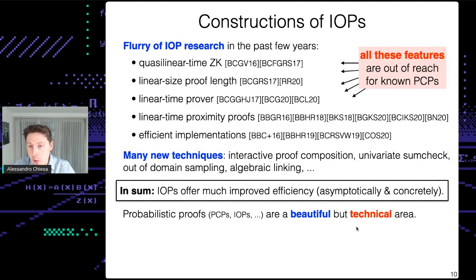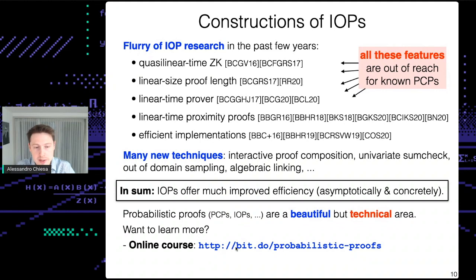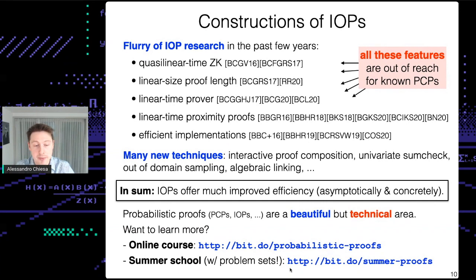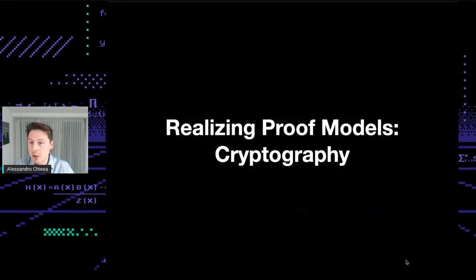I won't say more about IOPs. I'll just say that probabilistic proofs is a really beautiful but also technical area. It requires understanding coding theory, algebra, and computational complexity. But fortunately, there are good resources out there. There's an online course. You can go to this link to learn about probabilistic proofs. And there's also a summer school that I co-organized this past summer. And there's a bunch of problem sets that you can use to learn the material in addition to the videos.